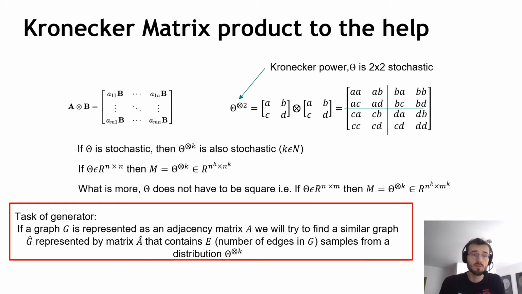So now we can formulate the task of the generator. If the graph that we want to mimic, graph G, is represented by adjacency matrix A, then we try to find a similar graph, G hat, that is represented by A hat, that contains E edges, where E is the number of edges. We sample E samples from a distribution given by the Kronecker power of the seeding matrix theta.